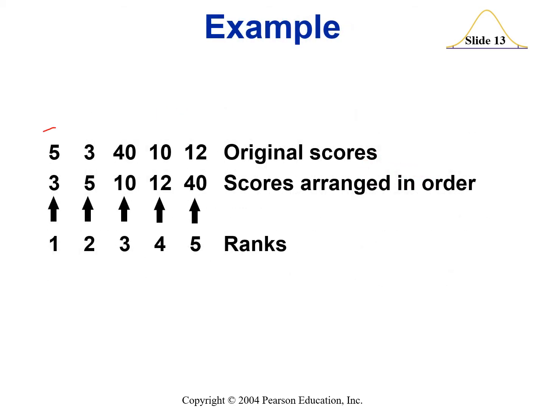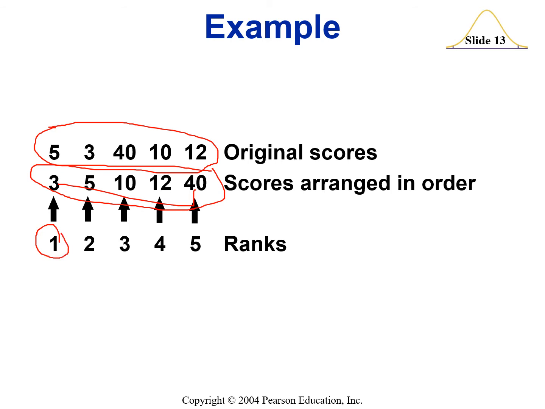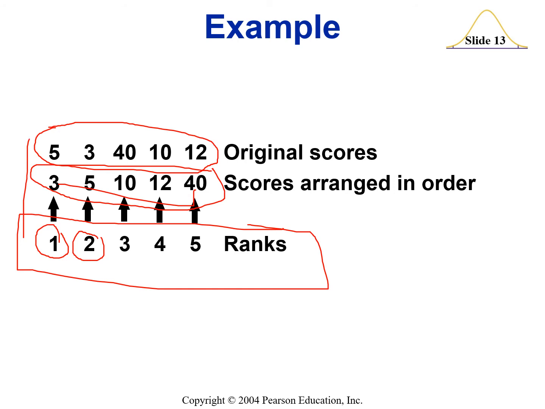For example, this is the original data set. To assign ranks, we first sort the original data set from the smallest to the highest: 3, 5, 10, 12, and 40. Then we assign rank 1 for the smallest, rank 2 for the second, and so on. These are the ranks corresponding to the real data in the original data set.